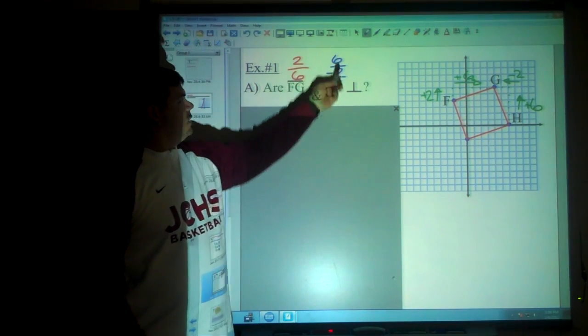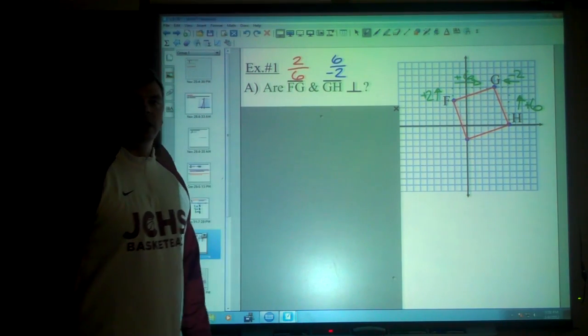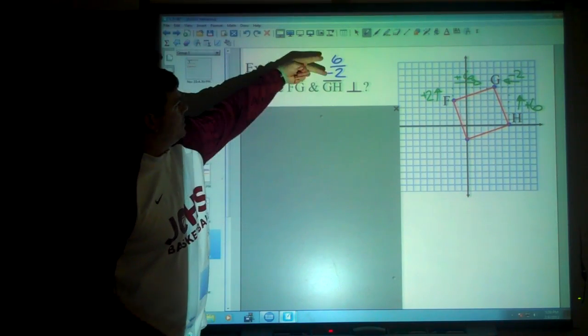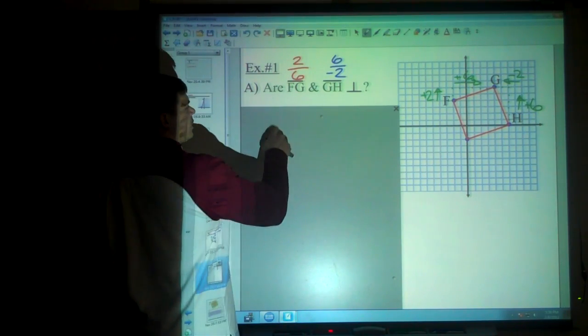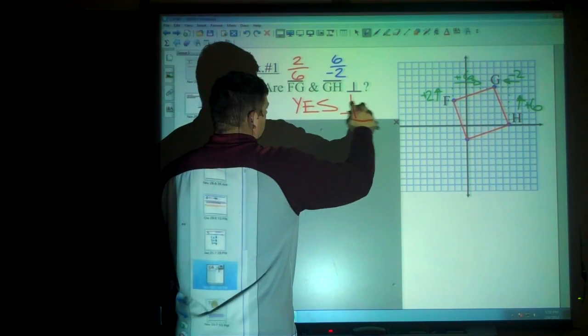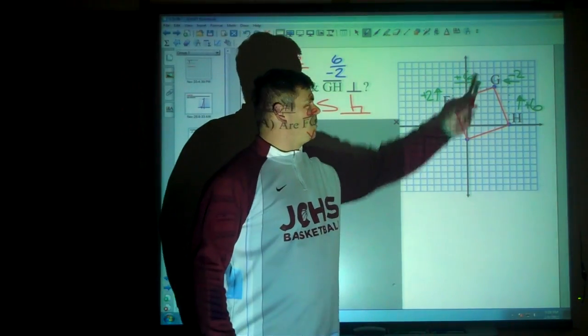And so if you look at the two, they are definitely opposite because this one's positive and that one's negative, and they seem to be reciprocals of each other. So this is the opposite reciprocal. So are they perpendicular? The answer would be yes. They are perpendicular to each other because of the opposite reciprocal slopes.